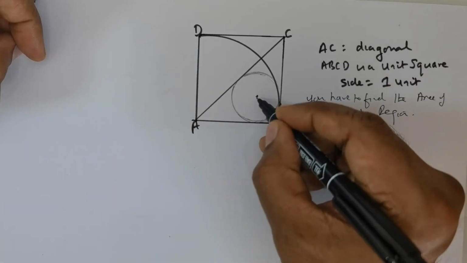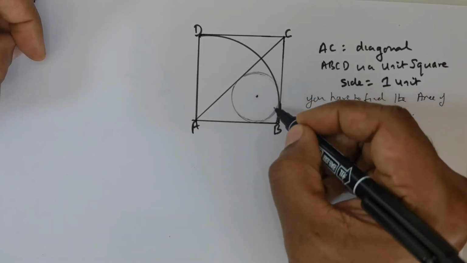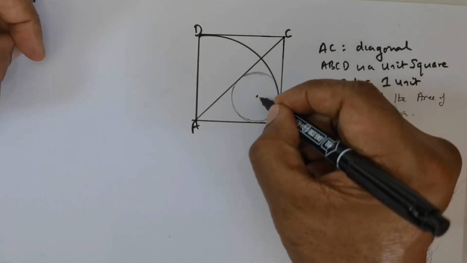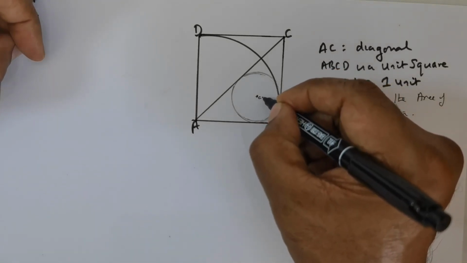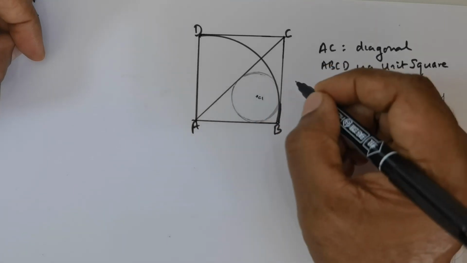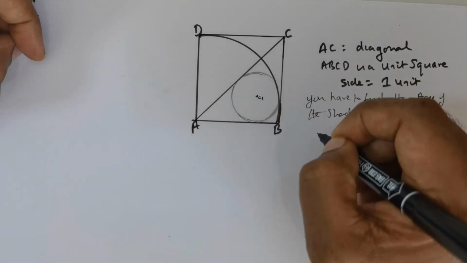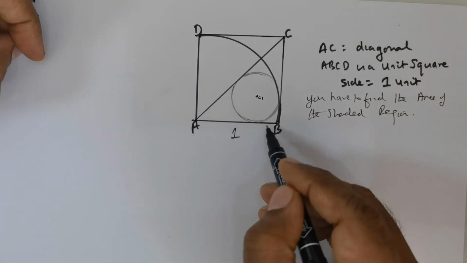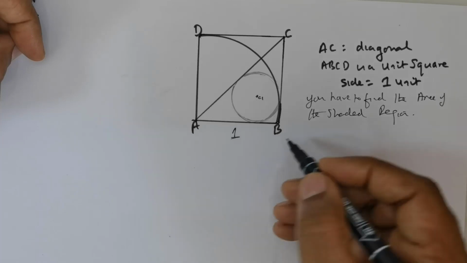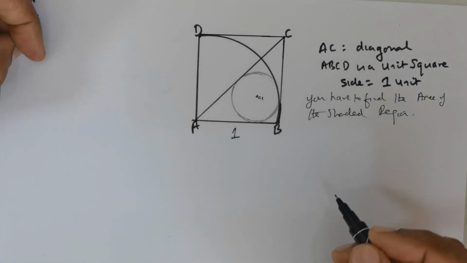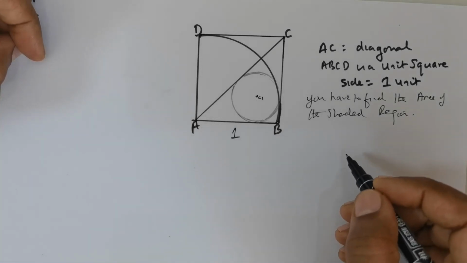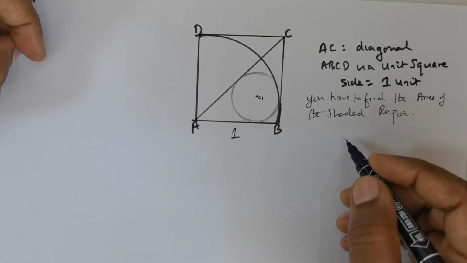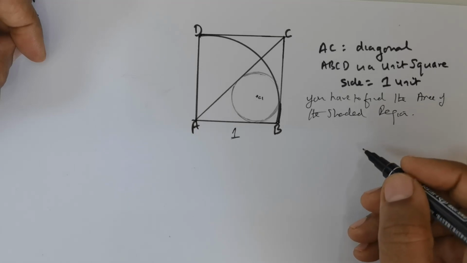Now we are not given the radius of the circle. This circle, let me take this as C1. We are not given this radius. We have to find that. All we are given is the side of the square is 1 unit. You can pause the video and try this question, and you can come back and see the solution. Okay, I hope you have got the solution. Let me show you how to get the solution.